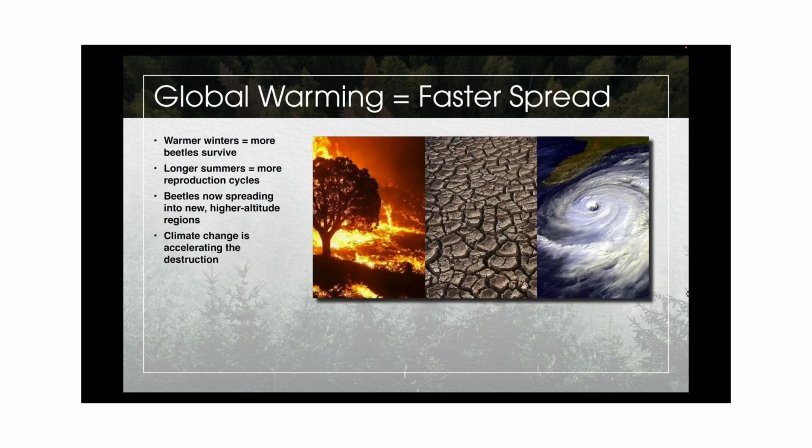Talking about climate change, climate change is making this worse. Warmer winters mean more beetles survive, and longer summers mean more time to spread. These beetles and fungi are now invading places very far north like Alberta and the Yukon. These areas were once protected by the cold.